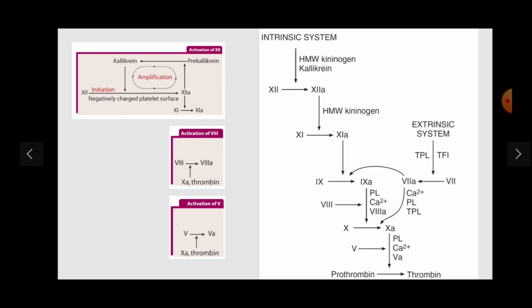Factor 8 and factor 5 are not activated in the sequence of the coagulation cascade. They are activated by factor 10A and thrombin, which convert inactivated factor 8 and factor 5 into activated factor 8 and activated factor 5.